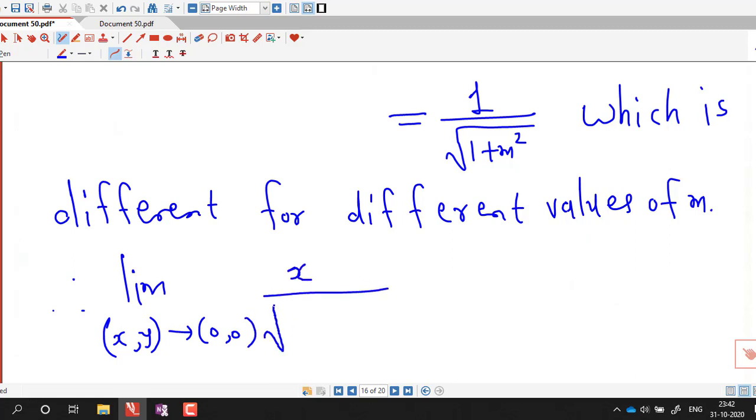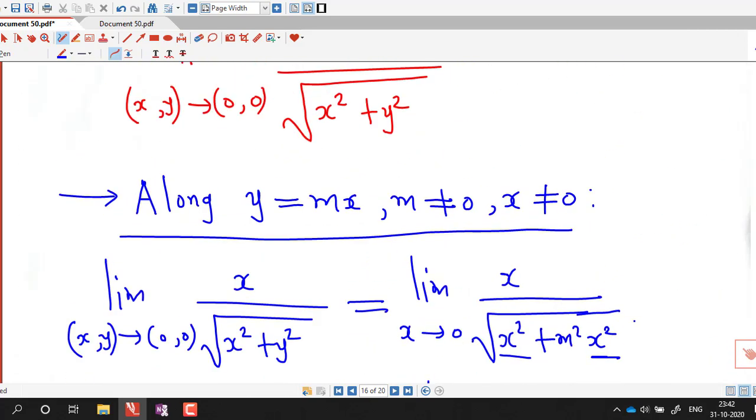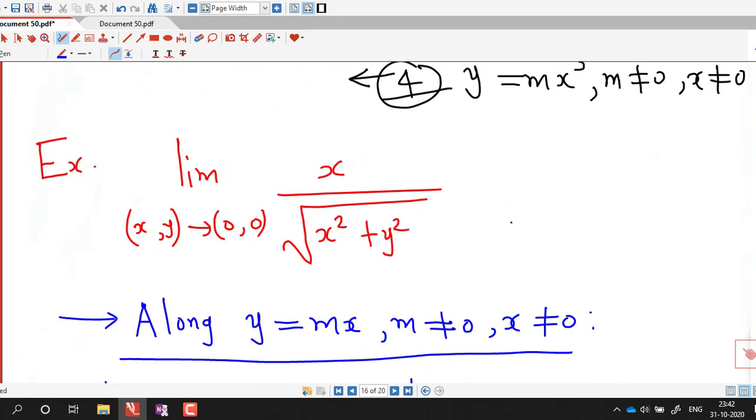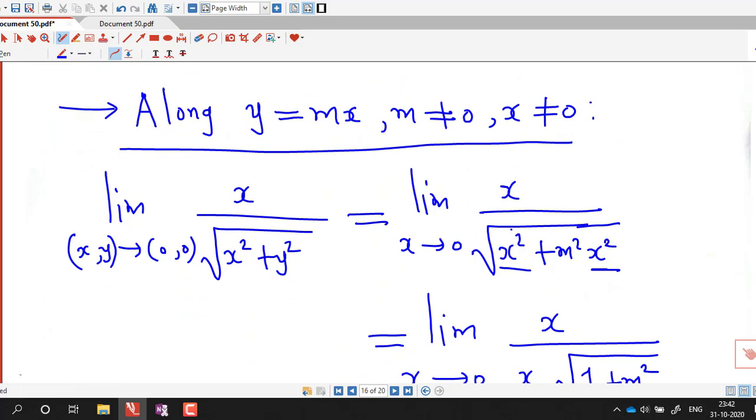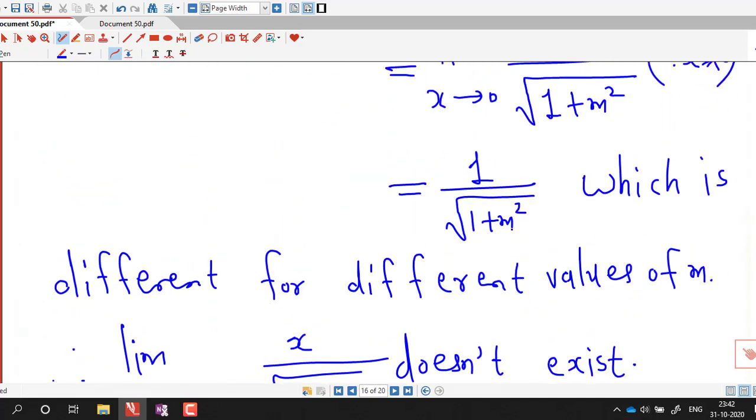The limit of x over square root of (x square plus y square) does not exist, because the answer depends on m. That means for different values of m we have different straight lines, and hence the limit is different along different straight lines. Therefore the limit does not exist.